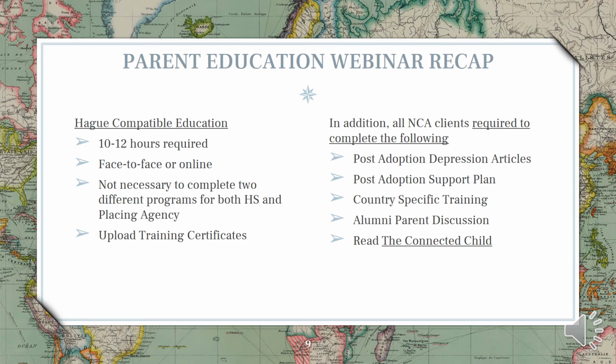As a recap, all adoptive families are required to complete 10 hours of Hague education prior to completing their home study. The additional requirement consists of reading about and understanding post-adoption stress and depression, completing a post-adoption support plan, learning about the history and culture of your child's country, speaking with a parent who has previously adopted a child through Nightlight, and reading a book entitled The Connected Child. You will end up with more than 12 hours of education to help prepare you for parenting an adopted child. You will also complete 10 hours of education each year with your home study update.